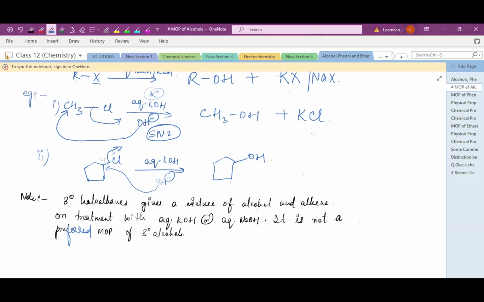When you get a mixture, you are not getting the desired product, so in the end we have to purify it. Further purification is needed. That's why we are not preferring tertiary haloalkanes in the preparation of tertiary alcohols. Clear, Ali? Yes, ma'am.